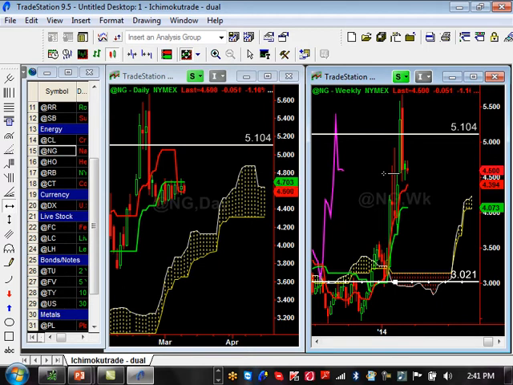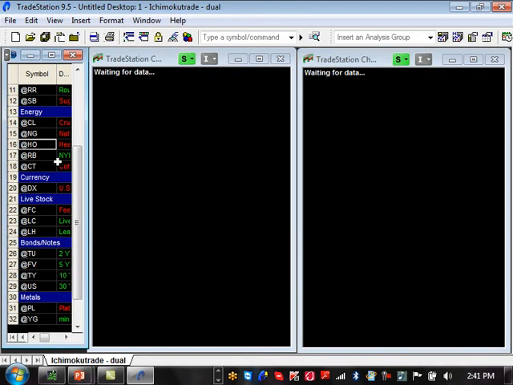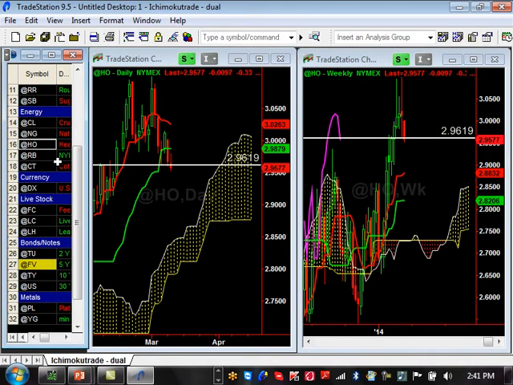As long as it holds these supports, it does have a high probability of getting to 5.5 and even possibly breaking it this year. So we're definitely looking for natural gas still to be bullish.